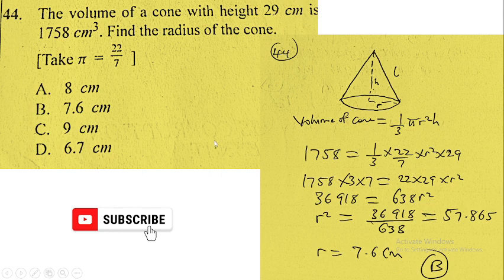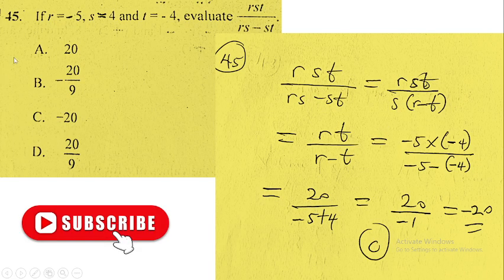Question number 45 now is the next question. If r is equal to -5 and s is equal to 4 and t is equal to -4, evaluate rst over rs minus st. So it's a question, but you are supposed to be smart with this. So rst over rs minus st, of course you can just substitute the values of the variables into it and simplify it. That will give you your answer.